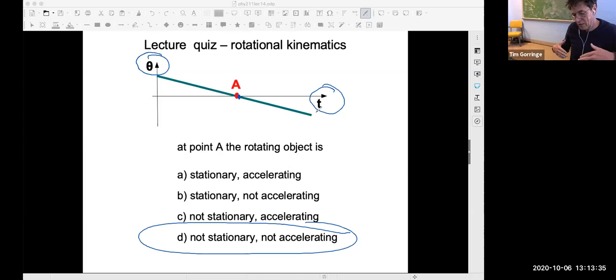And so the velocity is represented by the steepness of that line. And acceleration measures whether that steepness is changing. Is it getting steeper still, or is it getting shallower? It's not getting steeper, it's not getting shallower, and so it's not accelerating. And so the correct answer is not stationary, not accelerating.